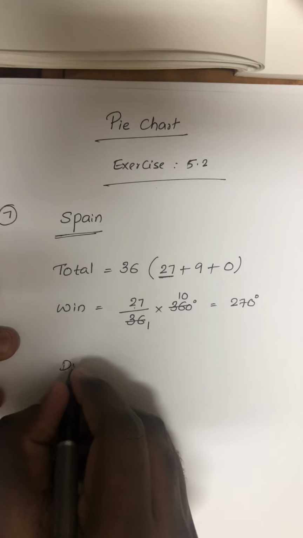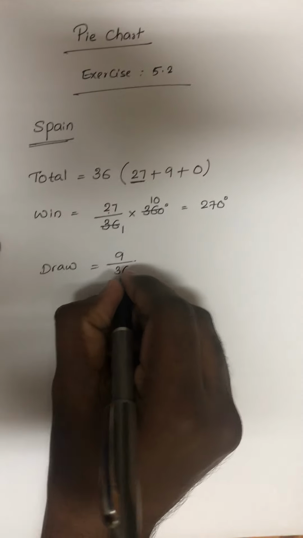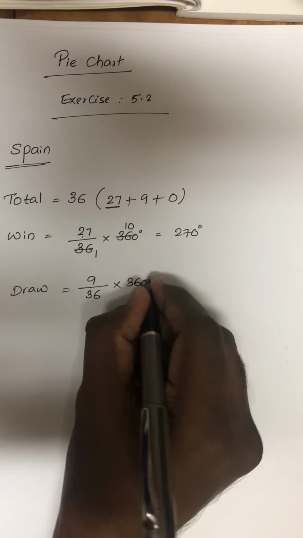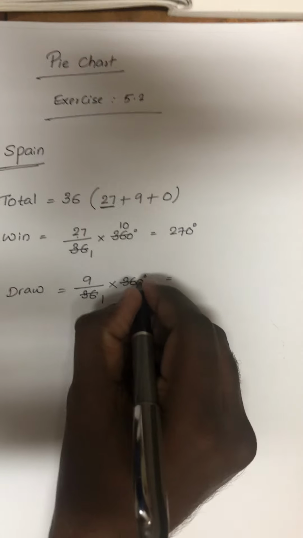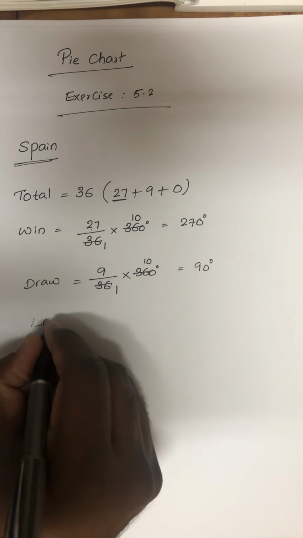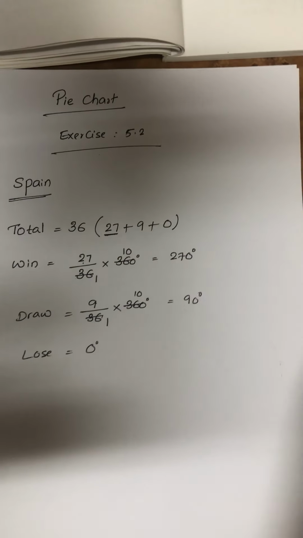Next is the draw. 9 matches drawn divided by 36. The total should be every time the denominator, and multiply by 360. So 36 one time, 36 ten times. So 9 into 10 is 90. Then the last one, lose is directly 0, so no need to find the 0 degree.